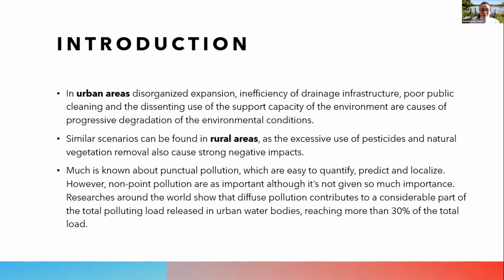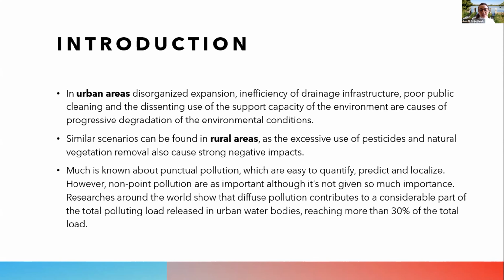Well, it's well known that in urban areas, disorganized expansion, inefficiency of drainage infrastructure, poor public cleaning, and the disorderly use of the support capacity of the environment are causes of progressive degradation of the environmental conditions. Similar scenarios can be found in rural areas, as the excessive use of pesticides and natural vegetation removal also cause strong negative impacts. Much is known about punctual pollution, which is easy to quantify, predict, and localize.